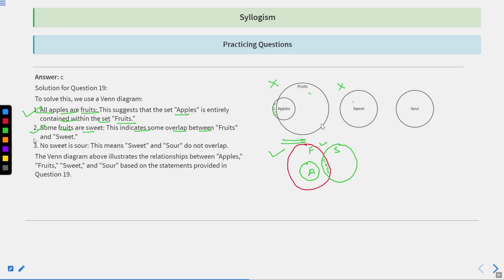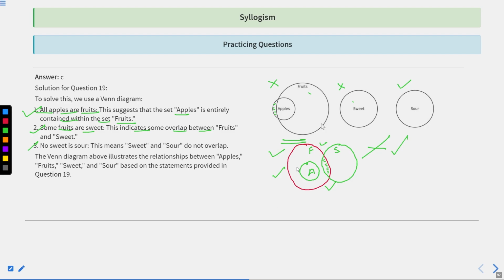And the third statement says no sweet is sour. So this is the circle which is representing sweet, and this is the circle which is representing sour. The third Venn diagram seems to be correct because there is no relation between sweet and sour. So this will be the correct Venn diagram for statement number 1, this will be the correct Venn diagram for statement number 2, and this will be the correct Venn diagram for statement number 3.